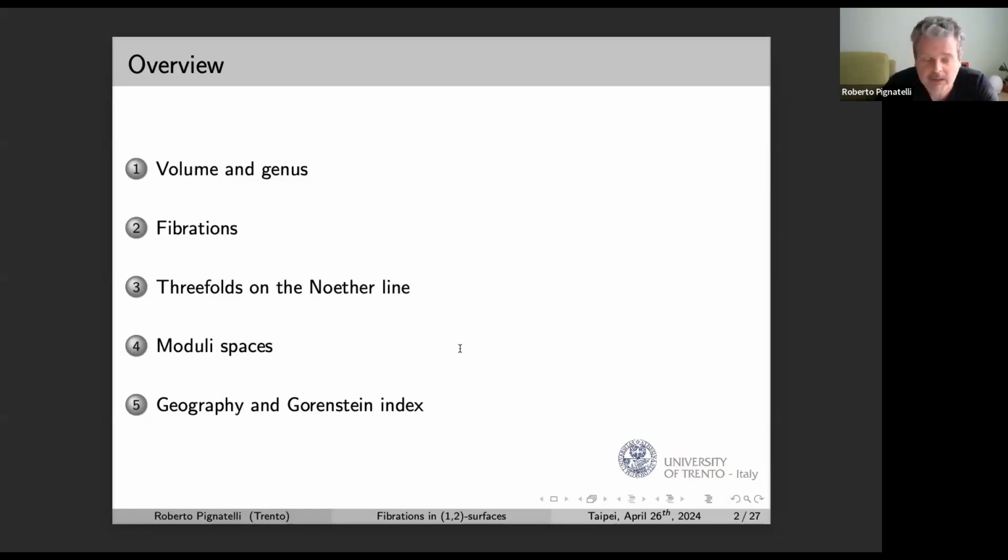We are trying to work now about the geography of threefolds of general type. Well, a little bit I understand about the geography of threefolds of general type, and the Gorenstein index of the threefolds seems to play a little bit in this game. So again, please interrupt me when you want. Any question or comment is welcome.